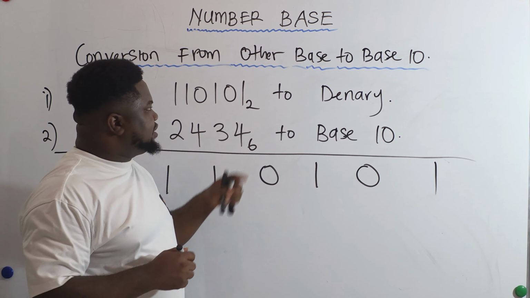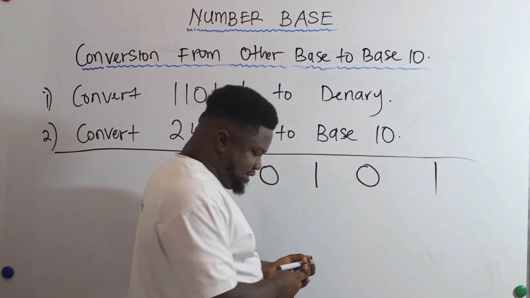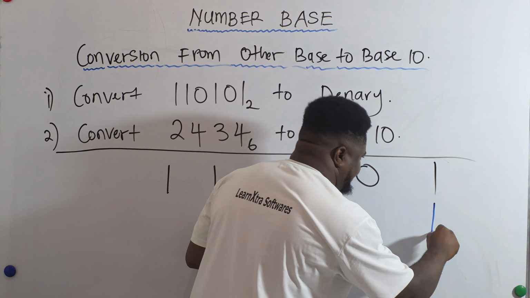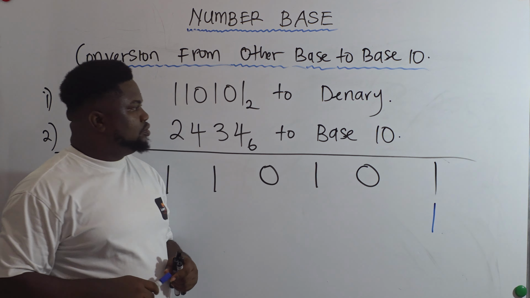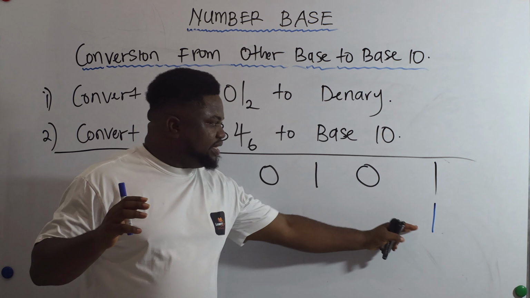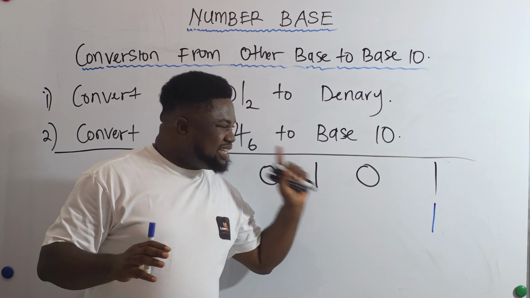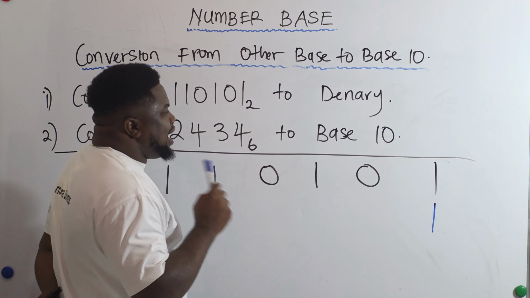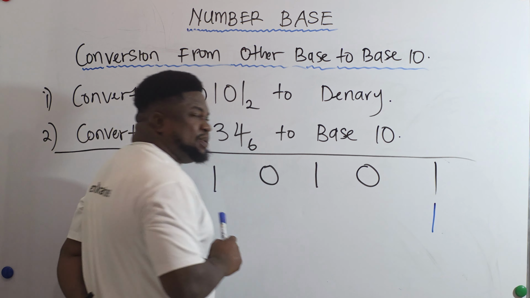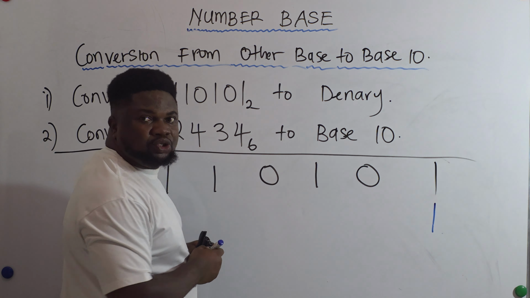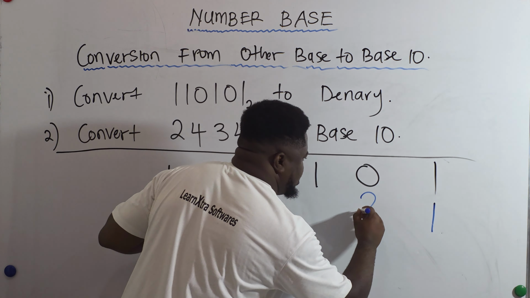all you have to do is write down 1 first. You must start from 1, whether it is base 2 or another base. Now see what you do. Ask yourself, multiples of 2. What is 1 times 2? 1 times 2 is 2.